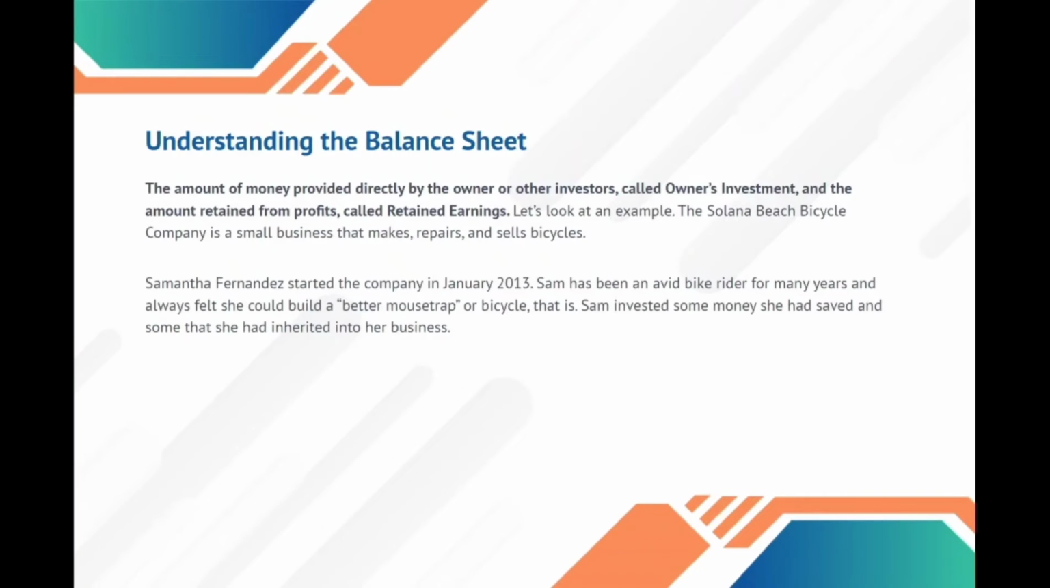The Solana Beach Bicycle Company is a small business that makes, repairs, and sells bicycles. Samantha Fernandez started the company in January 2013. Sam has been an avid bike rider for many years and always felt she could build a better mousetrap, or bicycle, that is. Sam invested some money she had saved and some that she had inherited into her business.